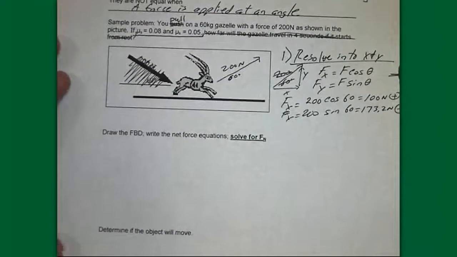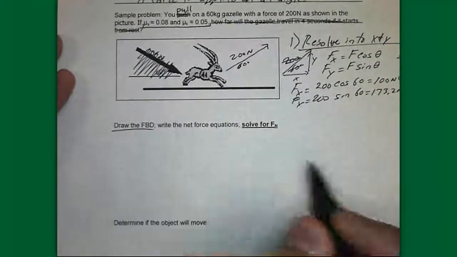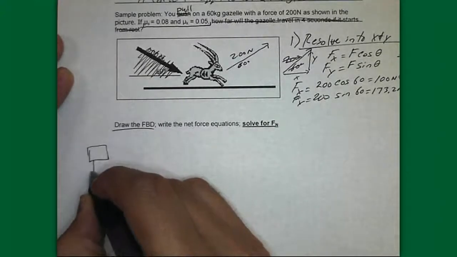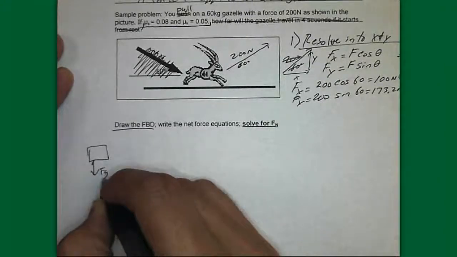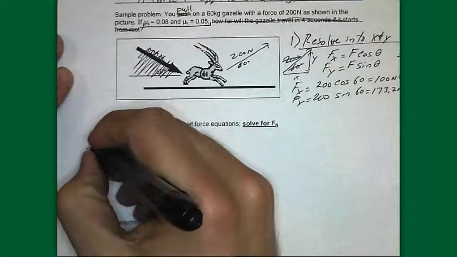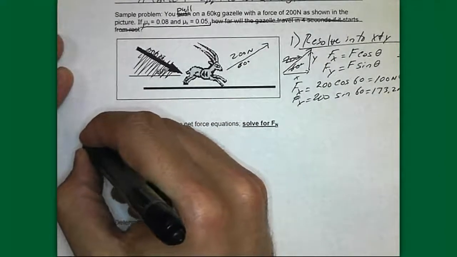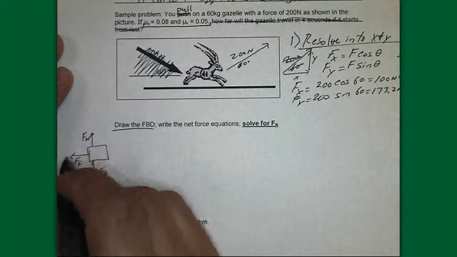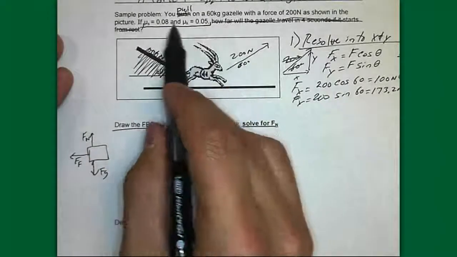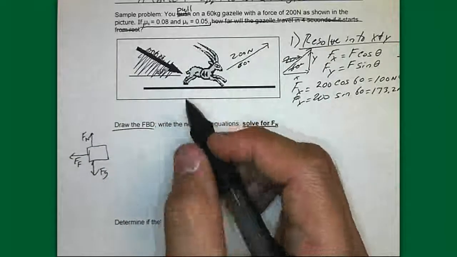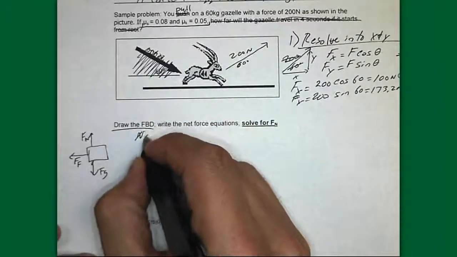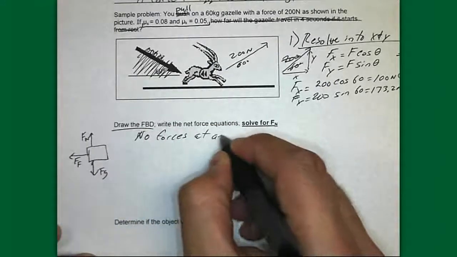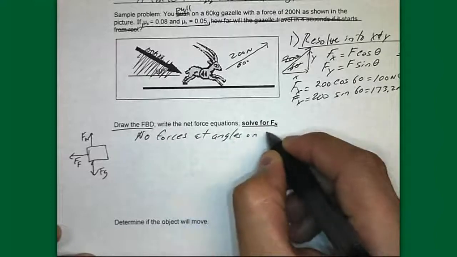Okay. Now I'll come down here and draw the free body diagram. I know that I have the force of gravity. I know I also have a normal force because I'm on a surface. And I have a force of friction. That's a giveaway because of the coefficients. What's really important at this point, and make sure to make a note to yourself, is that you don't put any forces at angles on a free body diagram.